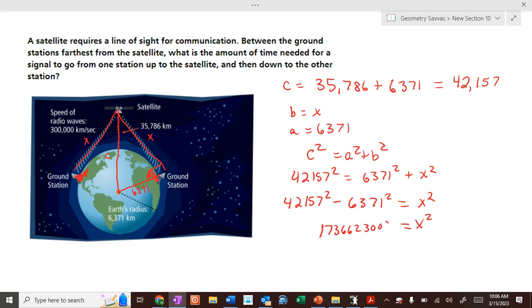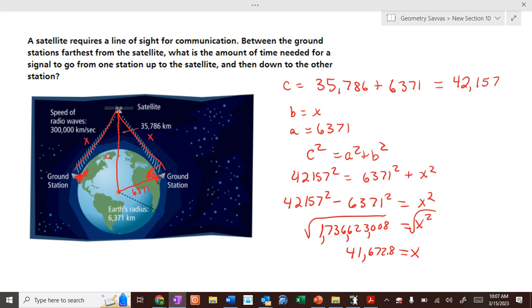1,736,623,008. Now take the square root of that, because that's what x is. 41,672.8. Struggling? Yeah, no, I read it wrong first.